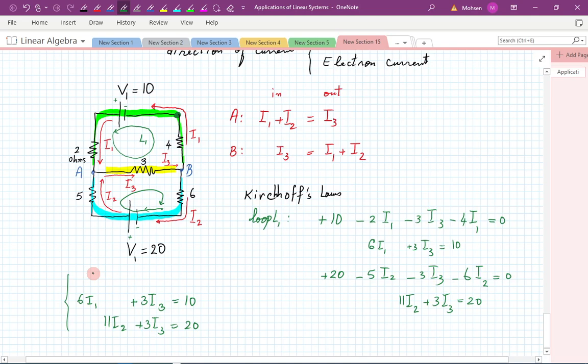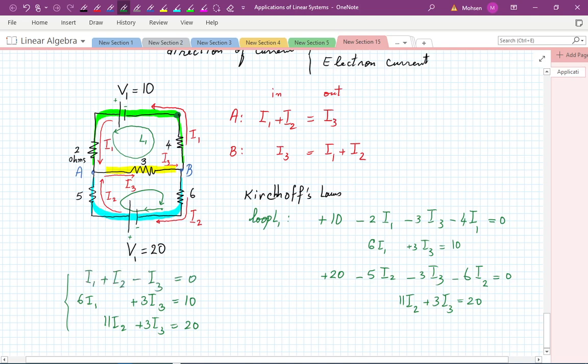So I'm going to solve this thing. How am I going to solve it? Well, thankfully we have that little software that's going to save us a bit of time in doing this. But before we go there, let's see what happened.